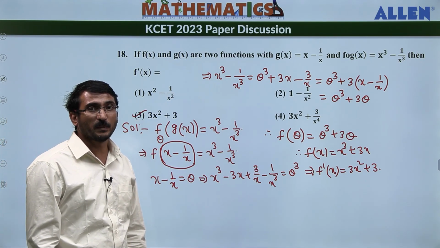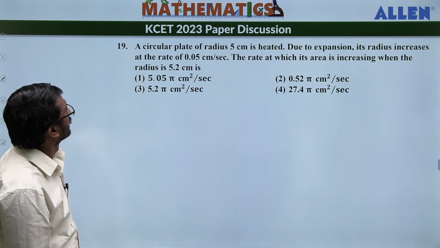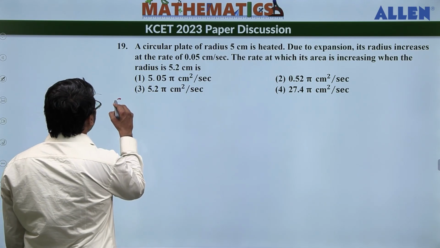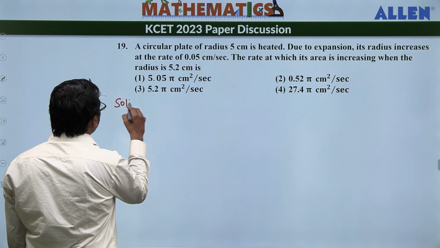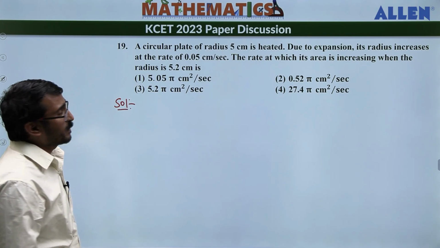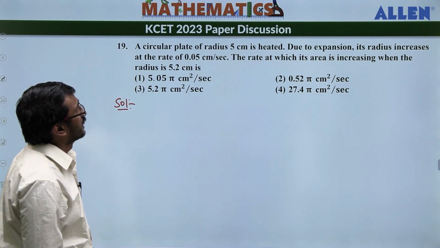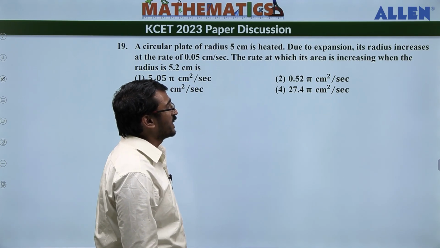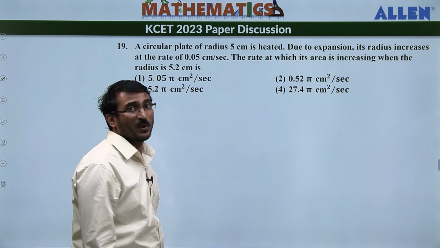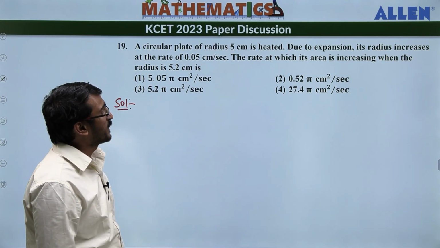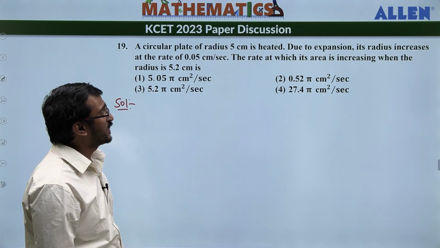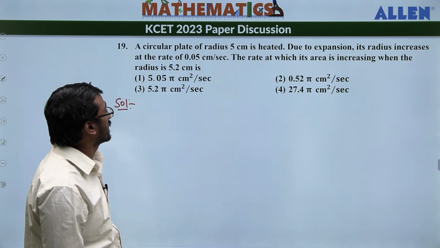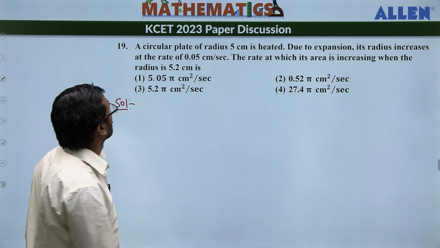Now, let us move on to question number 19. A circular plate of radius 5 centimeters is heated. Due to expansion, its radius increases at the rate of 0.5 centimeter per second. The rate at which its area is increasing when radius is 5.2 centimeters is.